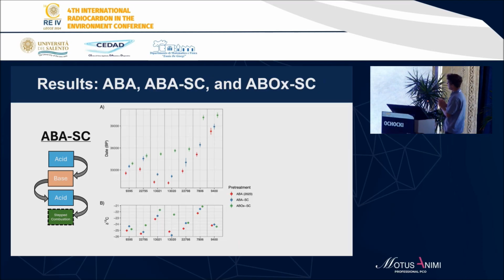So here, looking at the results of this experiment, I should say as well the ABA dates were repeated to account for any differences from their original dates. Some of these samples had been in storage for about 20 years, and so we repeated the ABA dates. The x-axis on the larger plot, each column is a separate sample, and in red, blue, and green are the ABA, ABA-SC, and ABOX-SC dates.